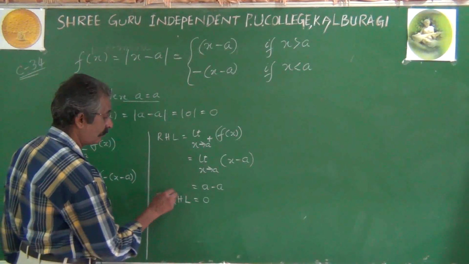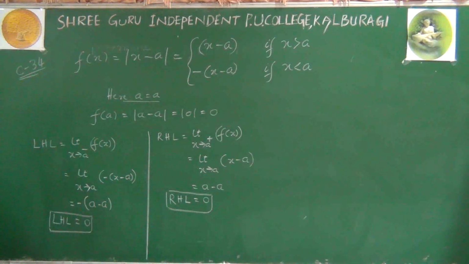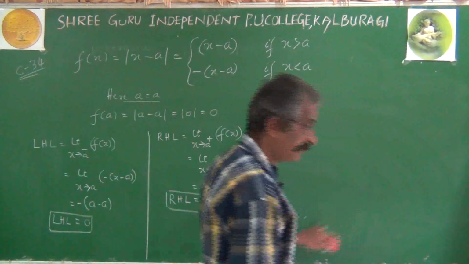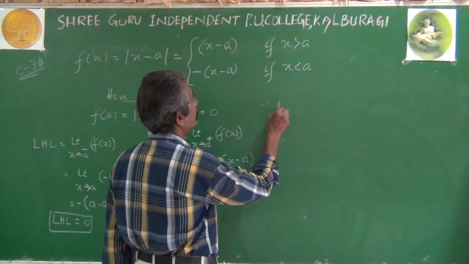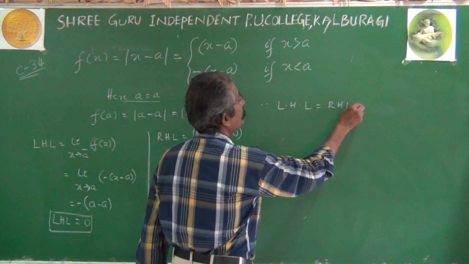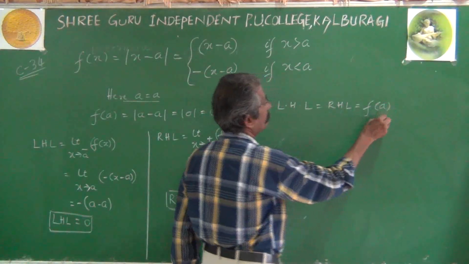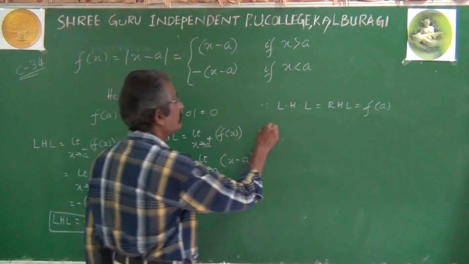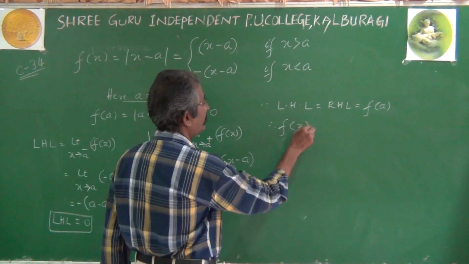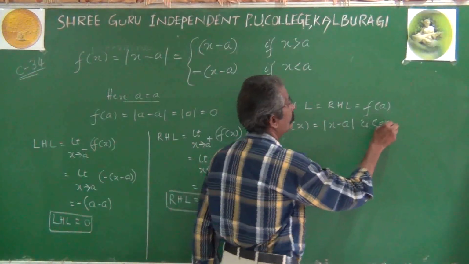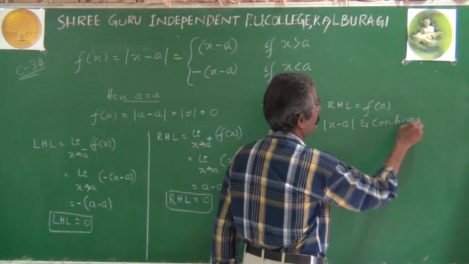Left hand limit 0. Right hand limit 0. f of a also 0. So obviously function is continuous at point x equal to a. Right, lastly, since LHL equals RHL equals f of a, therefore f of x equal to mod of x minus a is continuous at x equals a.